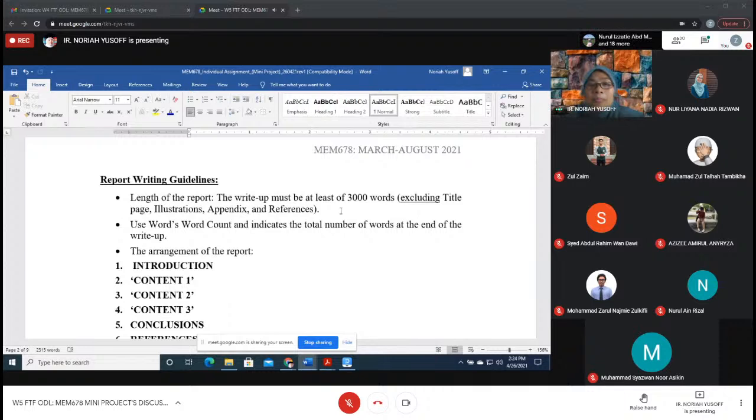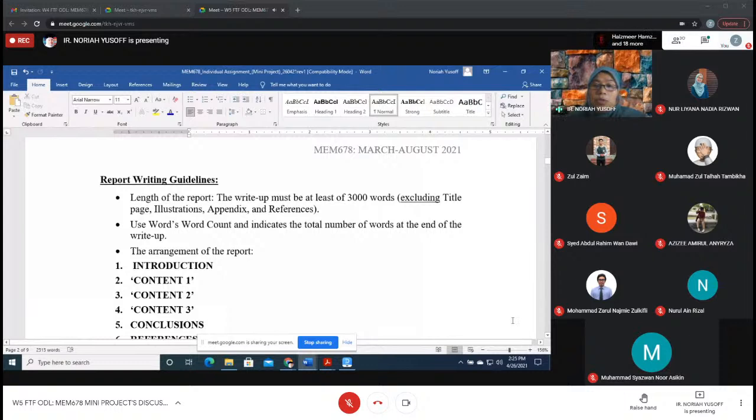So at least, excluding the references, excluding the illustrations and the figures, okay? So use word count, where word count indicates the total number of words at the end of the write-up. At the end of your report too, please include the word count as my reference, okay?